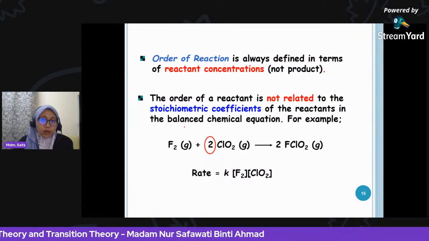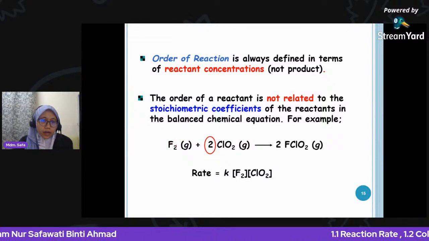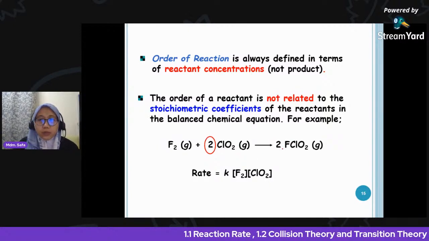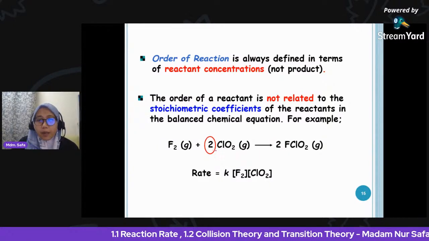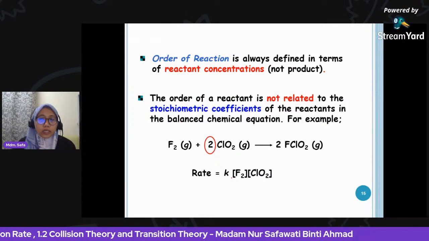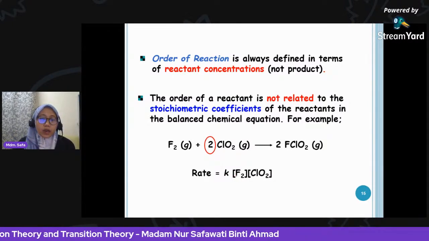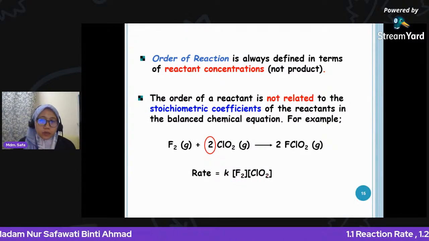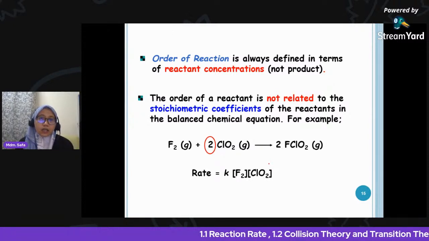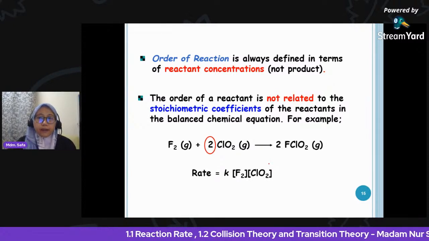For example, okay, so kita tengok equation ni. So fluorine gas, okay, react with 2ClO2 produce 2 FClO2 gas. Okay, so kita nampak kat sini ada 2 mol ClO2, tapi rate law dia ditulis sebagai rate is equal to K concentration F2 and then concentration ClO2. Okay, so that means tak ada pun power of 2. Bermakna tak ada kaitan dengan dia punya stoichiometric coefficient.